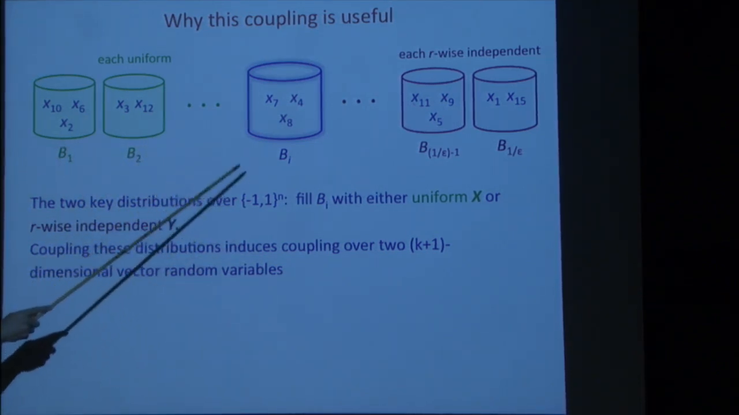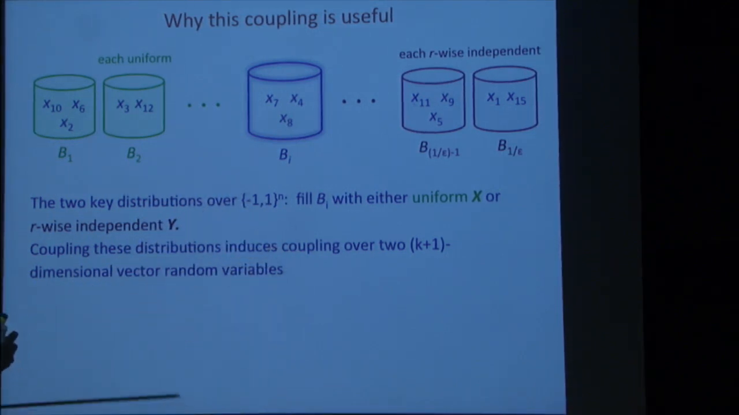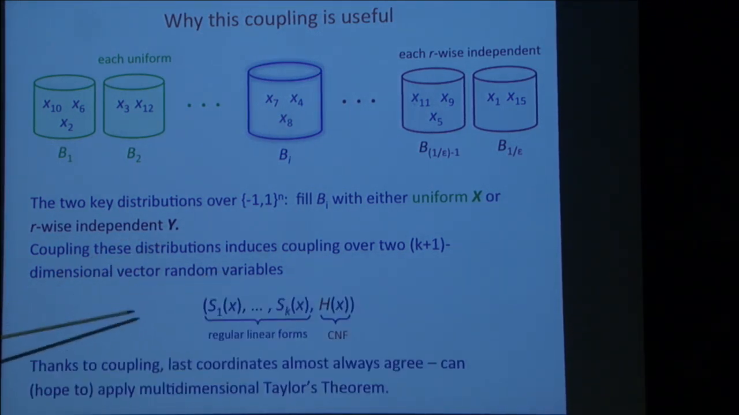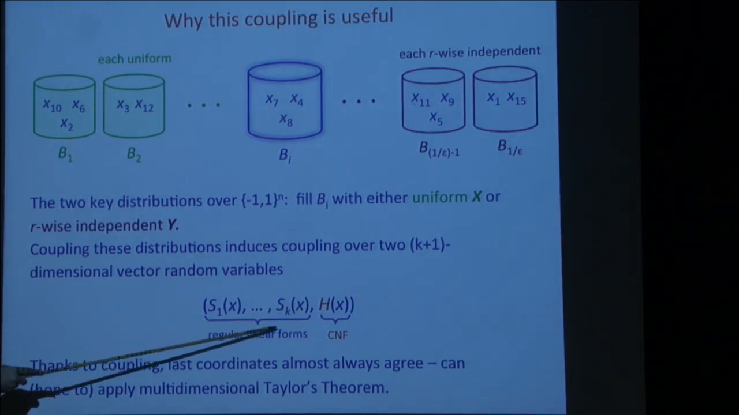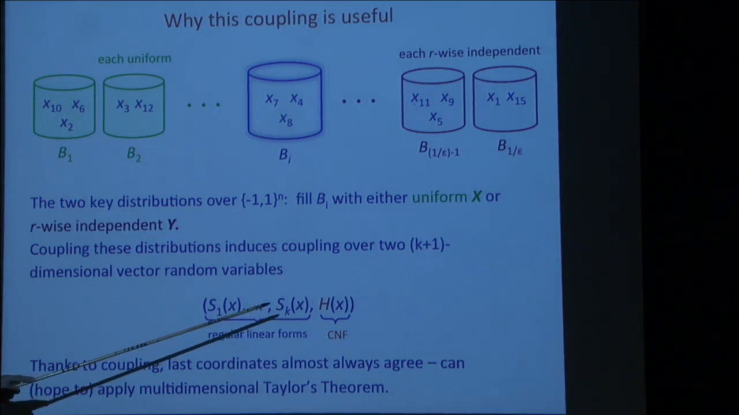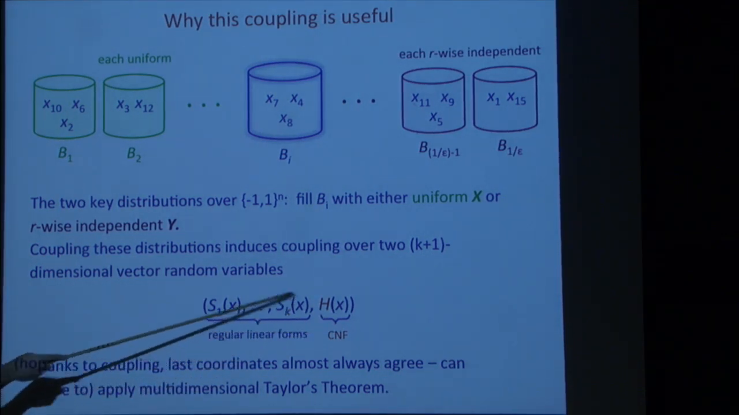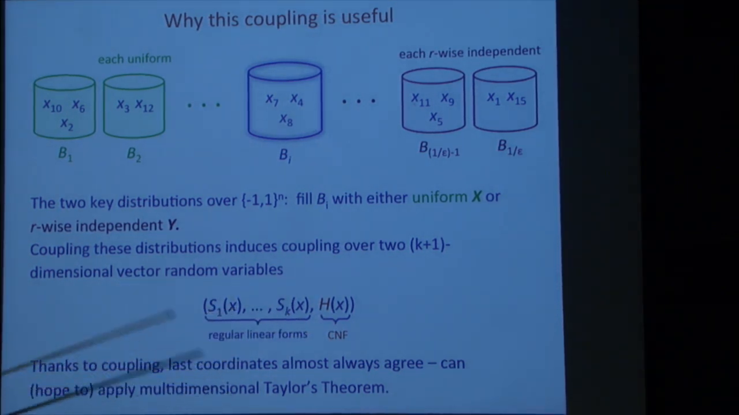When we think about coupling these two distributions, the way I explained in the previous slide, according to the outputs of the C and F portion, so that the C and F portions almost always agree, we get a coupling over these two k plus 1 dimensional random variables, this vector valued random variable we saw earlier, where the first k coordinates are what the linear forms spit out, and the last coordinate is what the C and F spits out.